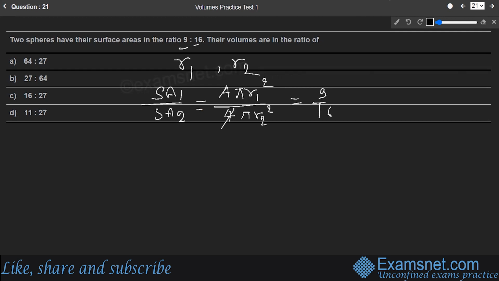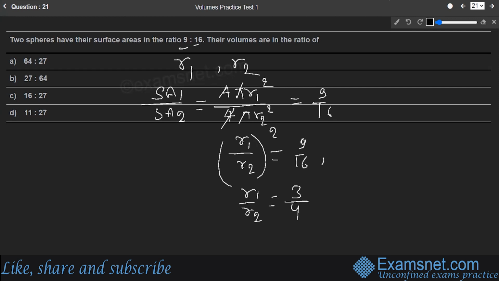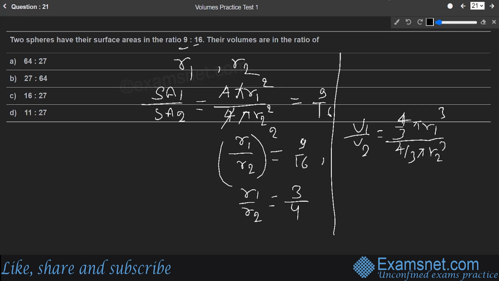Okay, if you solve this, 4 and 4 cancel, pi and pi cancel. So ultimately r1 by r2's whole square comes out to be 9/16, which ultimately gives us r1 by r2 value as under root of 9/16, which is 3/4. So this is the ratio of r1 and r2. He wants us to calculate the ratio of the volume. So V1 by V2, volume of a sphere is given by simply 4 by 3 pi r cube. So it is 4 by 3 pi r1 cube, and this is 4 by 3 pi r2 cube. Okay, so 4 by 3 and pi get cancelled. Ultimately, it is left as r1 by r2's whole cube.